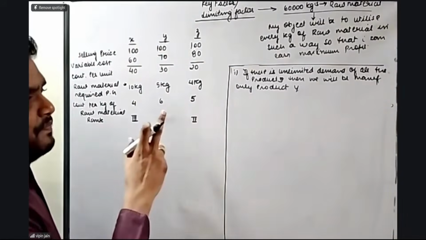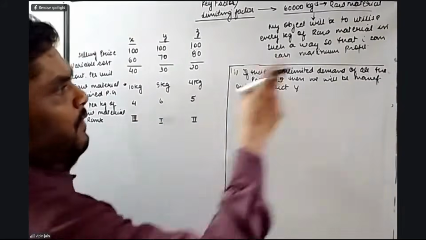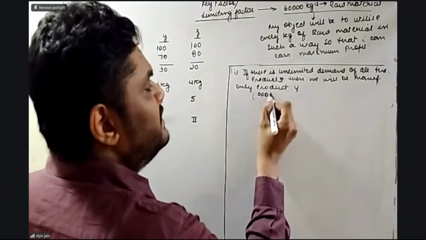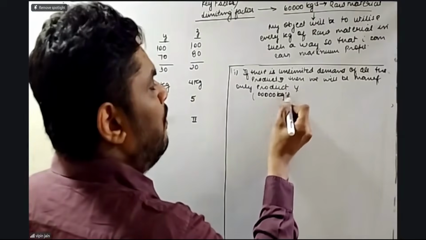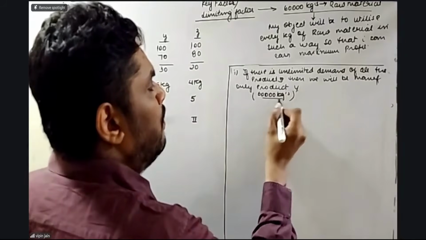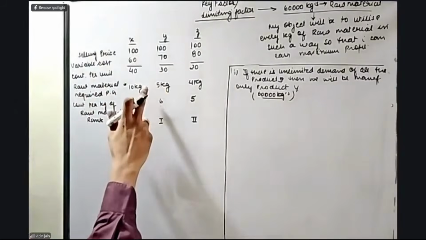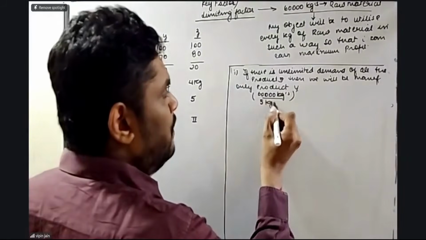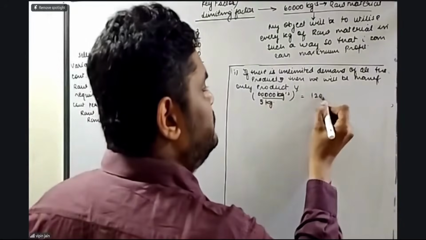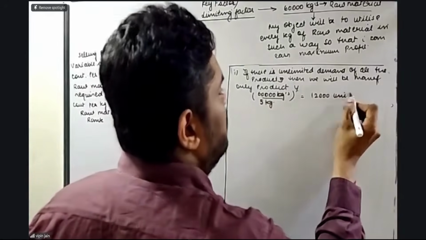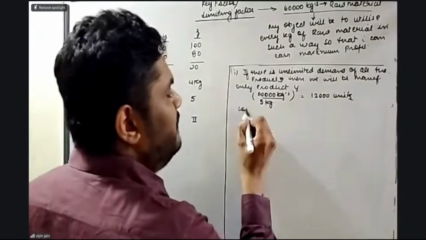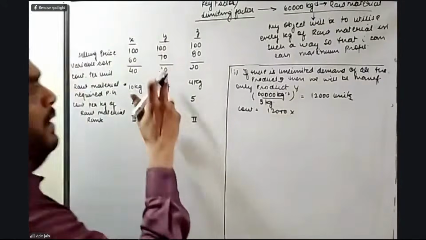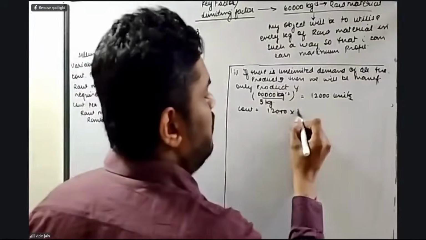And see, we have how many kgs available? 60,000 kgs available. Per unit, how many kgs are required? 5 kg. So 12,000 units will be manufactured. And the contribution will be how much? 12,000 into 30 rupees per unit.